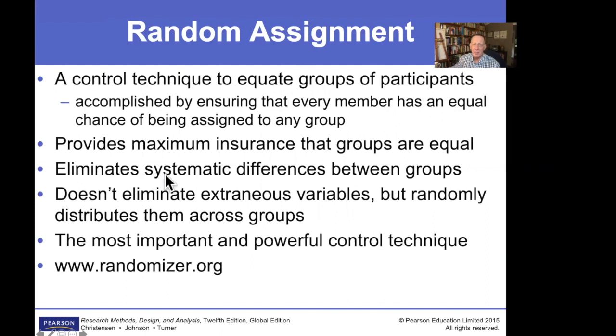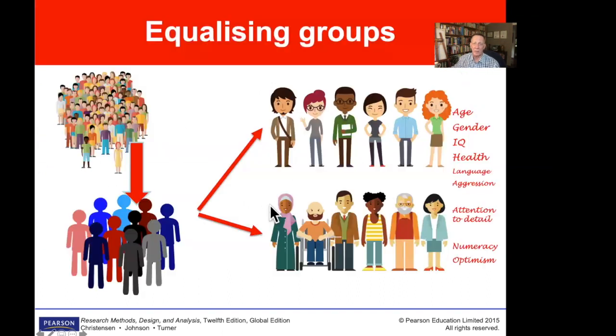It eliminates systematic differences between groups. It doesn't eliminate extraneous variables, but randomly distributes them across groups, and I'll show you how that works. There is a red slide, which is not in the book. Here's the same thing: a large population, from which I randomly select 12 people. And then I need an experimental group and a control group, and I need to assign them to both.